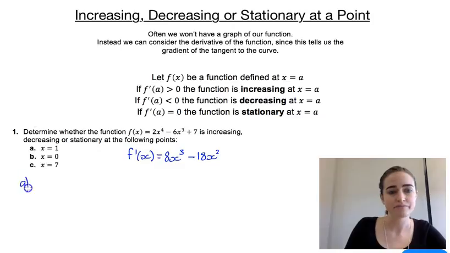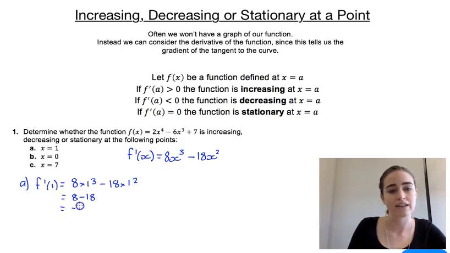So for part A, we've got f dash 1. So we're going to substitute 1 in here. So we're going to have 8 times 1 cubed minus 18 times 1 squared, which is 8 minus 18, which will give us minus 10. We don't actually care what the value of this is, but we do care if it's positive, negative, or 0. Because it's negative at x equals 1, f of x is decreasing.